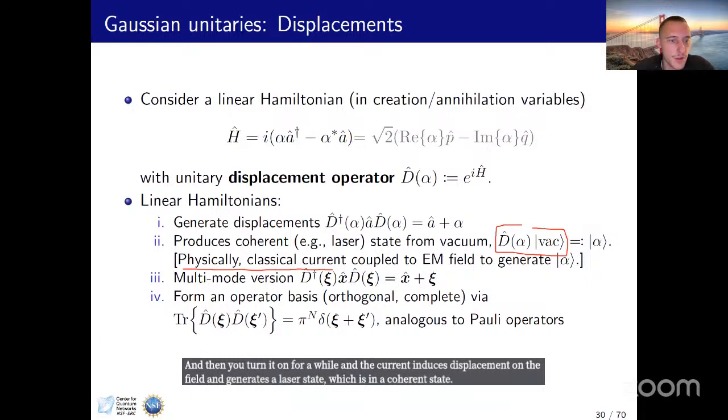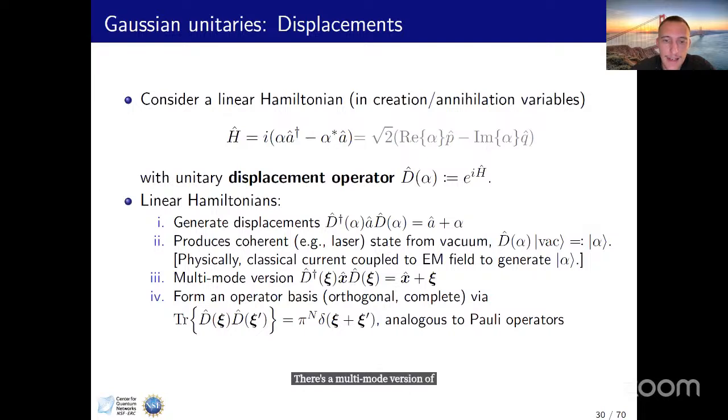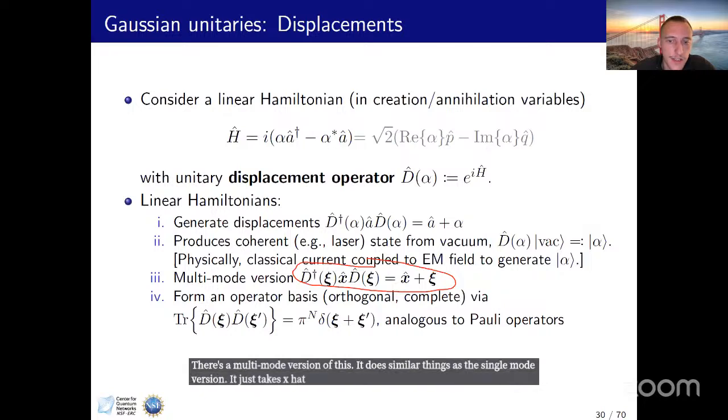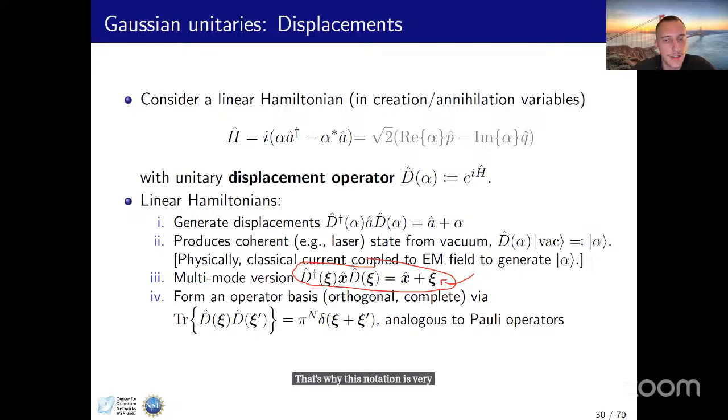There's a multi-mode version of this. It does similar things as the single mode version. It just takes x hat and this vector of operators x, and then just adds some real multi-dimensional vector to it. That's about it. That's why this notation is very useful. Vector of operators is that Gaussian stuff. You can write them very simply in this form.